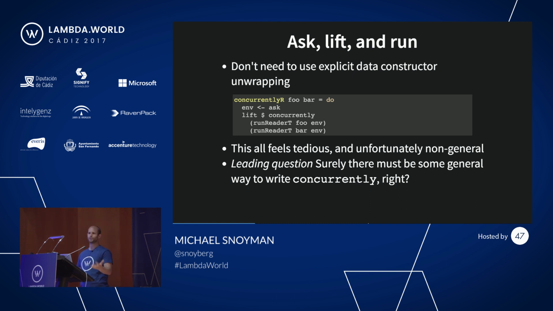But there is a real problem with all of this. The question is, do you want to have to redefine every single function through your entire code base every time you want to use a monad transformer stack? That seems a little bit tedious. So instead, it would be nice if there was some way that I could write concurrently so that it worked on lots and lots of different monad transformers, or monads in general. So the question is, can you do that?